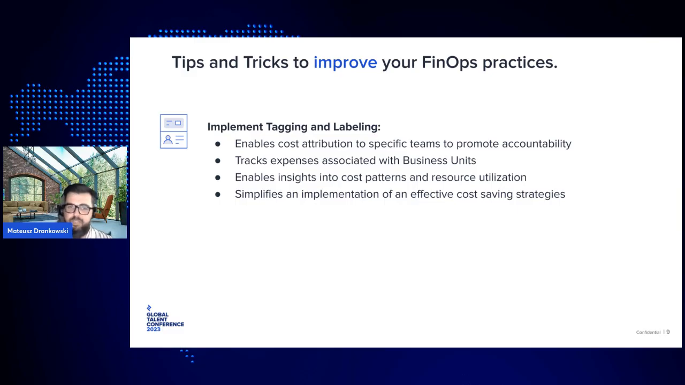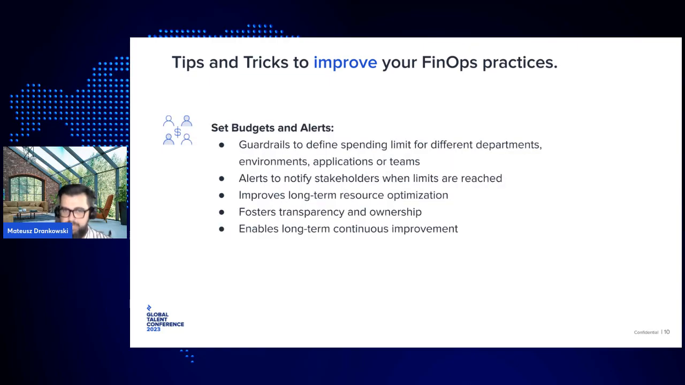And now I'm going to move on to some tips and tricks to improve your FinOps practices. So first is tagging and labeling. I already mentioned that you need to be able to attribute cost to your cloud spend. So you can add tagging to your resources. You can add tagging about environment, about the individuals who provision those resources, and about the business units. Tagging is the most important way to identify and attribute cost to the given resources.